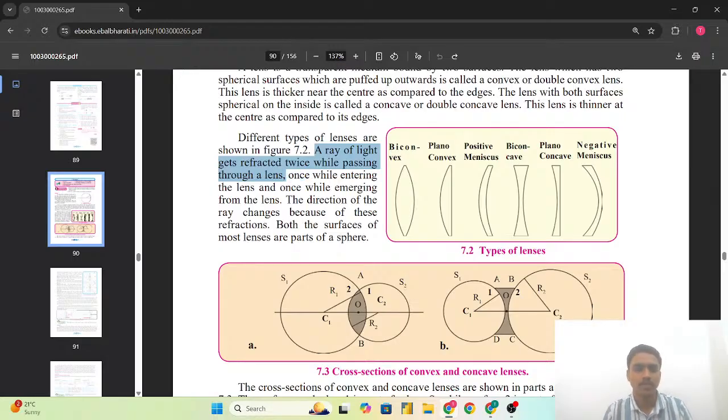So keep in mind that the refraction of light in a lens happens twice, once while entering the lens and once while emerging from the lens. The direction of the ray changes because of the refraction. Both the surfaces of most lenses are parts of a sphere.